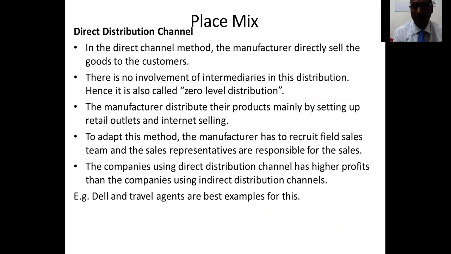Place mix, direct distribution channel. In this direct channel method, the manufacturer directly sells the goods to the customer. So what happens here?